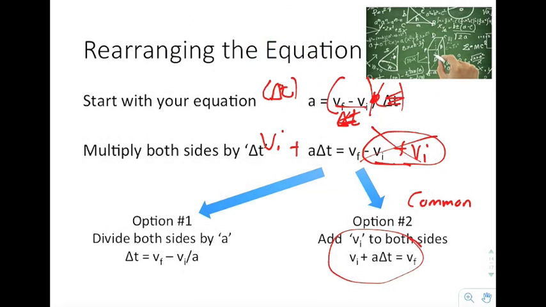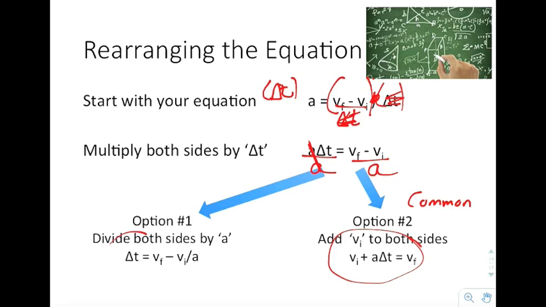Another version of the equation is if, instead of adding VI, we divide both sides by A. Whenever you divide both sides by A, once again, you've done the same thing to both sides of the equation, so you haven't changed the value of the equation. Instead, this cancels out, and you now have delta t equals VF minus VI over A. So it's just showing you how you can rearrange this particular equation to solve for four different variables. You can solve for A, you can solve for VF, you can solve for delta t, and you can solve for the less common VI.